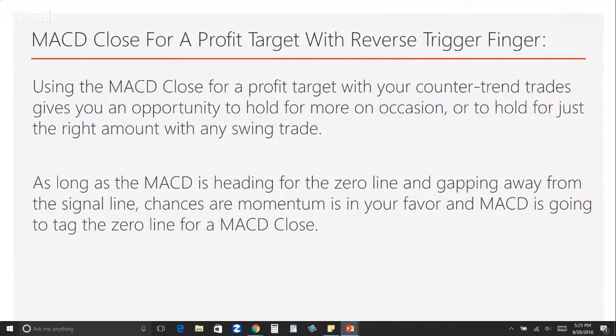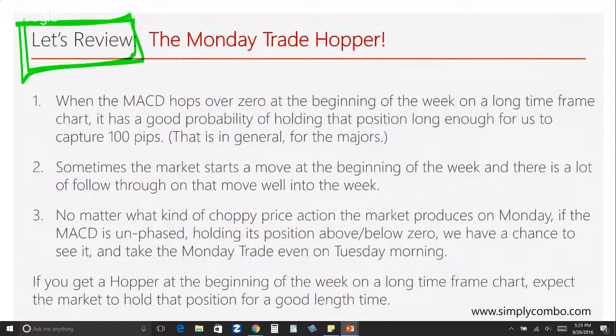As long as the MACD is heading for the 0 line and gapping away from the signal line, chances are momentum is in your favor, and the MACD is going to tag that 0 line for a MACD close. It's just a perfect way to end that reverse trigger finger setup. All right, I'm ready for the review. Are you ready for the review?